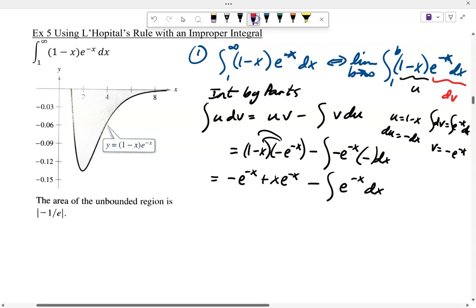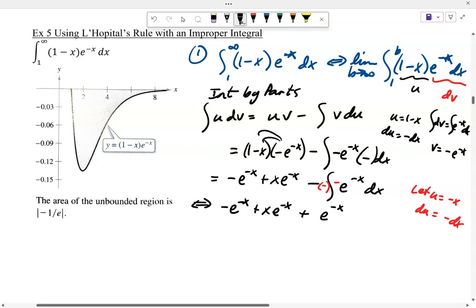And then I'm going to let my u be that negative x. So du is a negative dx. So I need a negative. I'm going to put a negative there, which will make that a positive right there. And so we've got negative e to the negative x plus x e to the negative x. And then plus, we integrate e to the u. So 1 over ln of e, e to the u, and then plus a constant here.